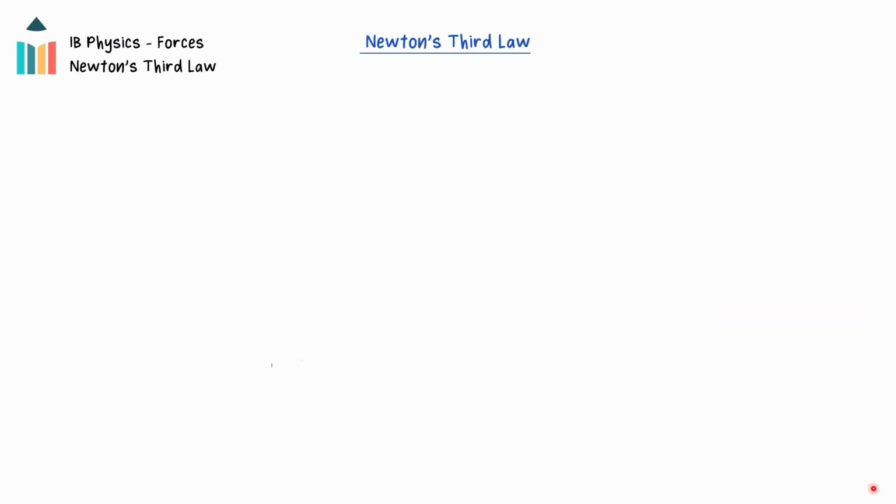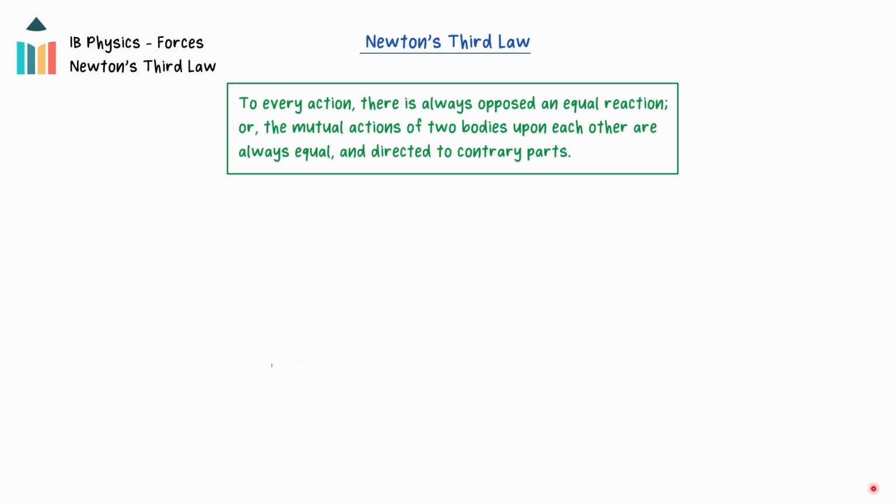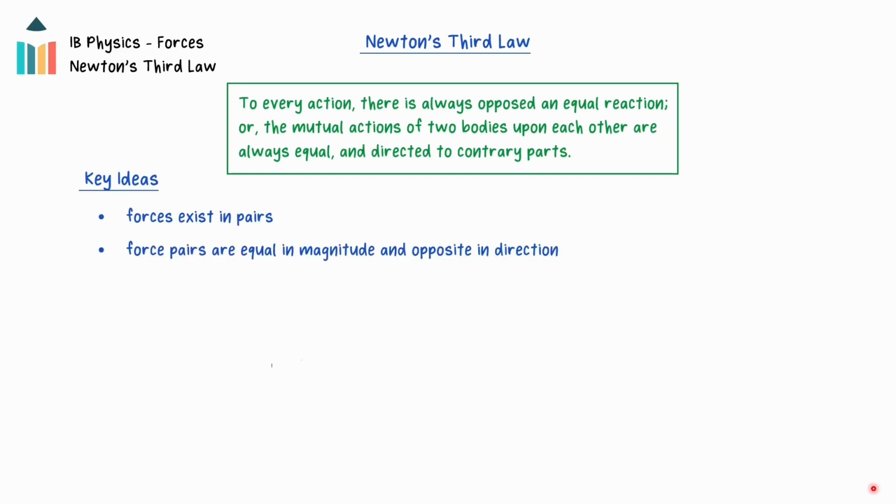Newton's third law of motion states, to every action there is always opposed an equal reaction, or the mutual actions of two bodies upon each other are always equal and directed to contrary parts. The key idea is that the forces exist in pairs, with the two forces being equal in magnitude but opposite in direction to each other. These forces act on different objects, so they cannot cancel each other out.